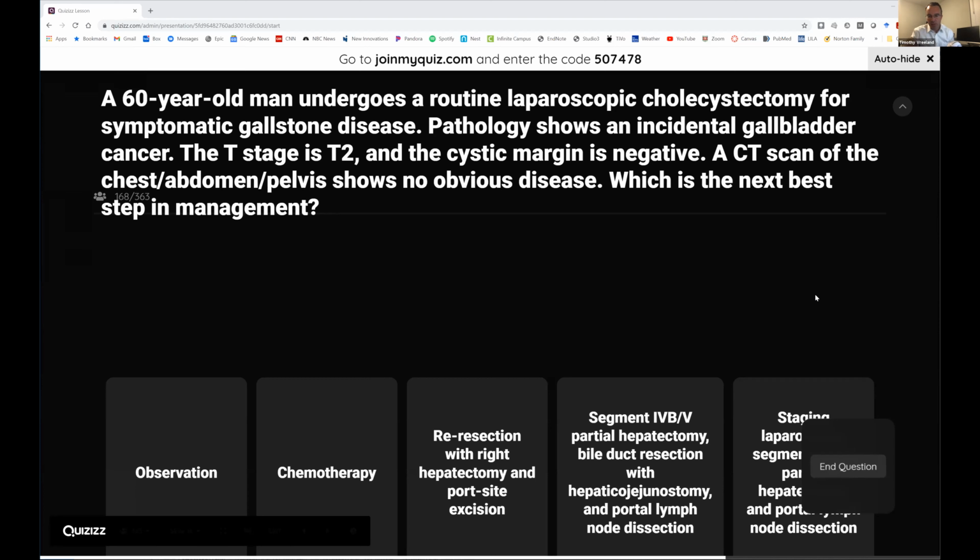So somebody asked, when do I do Roux-en-Y versus omega loop? I always do a Roux-en-Y. I don't know when I would ever do an omega loop. I don't really know what that is. I need to Google it.